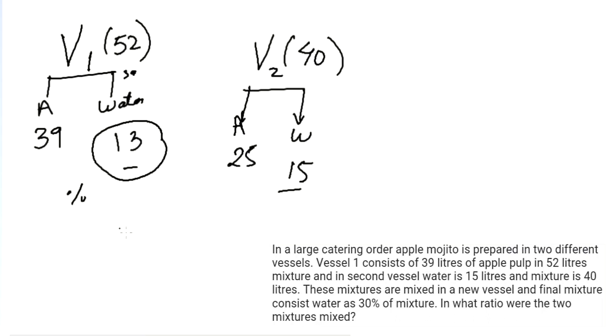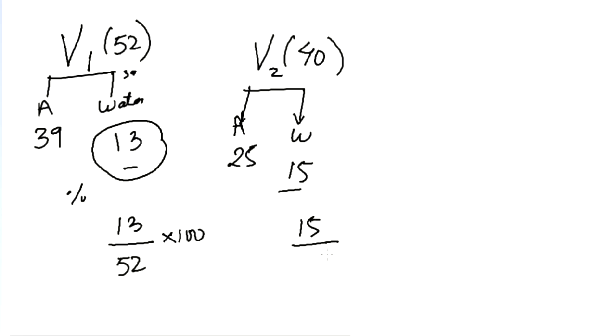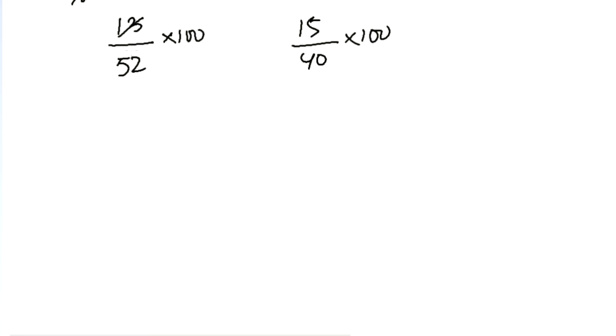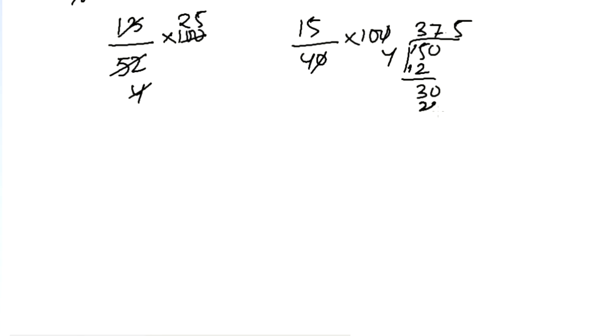So 13 is how much percentage? Simple as that. 13 out of the total 52 into 100 will give you the percentage, and the same goes with V2, 15 out of 40 into 100. So these are the two that give you the percentages. If you cancel out, you will get the first one as 25% and the other one, roughly, you'll get 37.5, right?